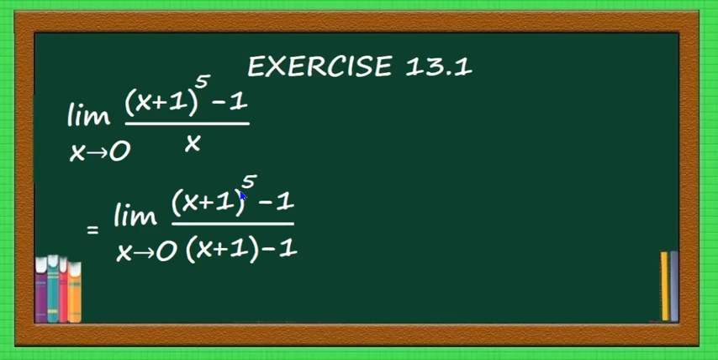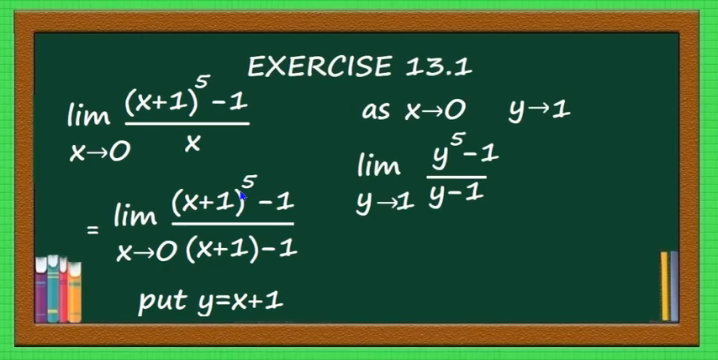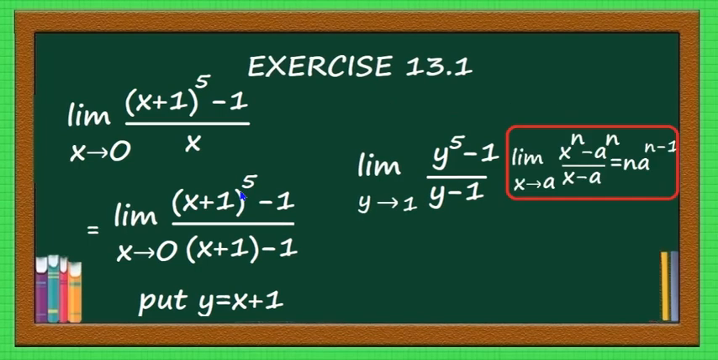To reduce it to the standard form, put y is equal to x plus 1. As x approaches 0, y approaches 1. And the problem will reduce to limit y tends to 1 of y power 5 minus 1 divided by y minus 1. And it is of the form limit x tending to a of x power n minus a power n divided by x minus a, which is equal to n a power n minus 1. What is n here? 5. What is a here? 1. So 5 times 1 to the power 5 minus 1, and that is equal to 5, which is the limit of this function.